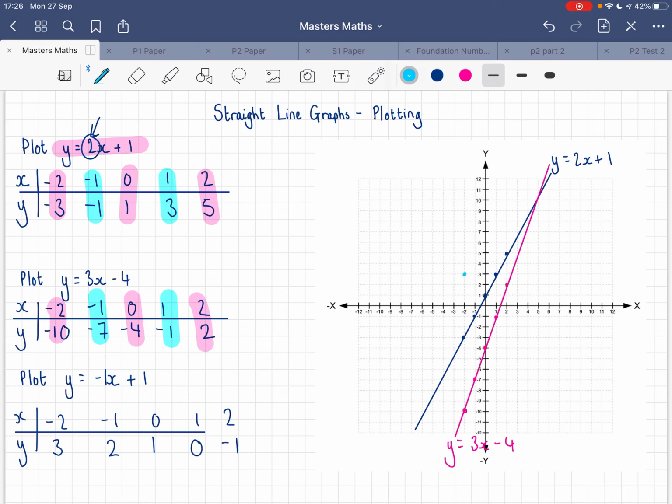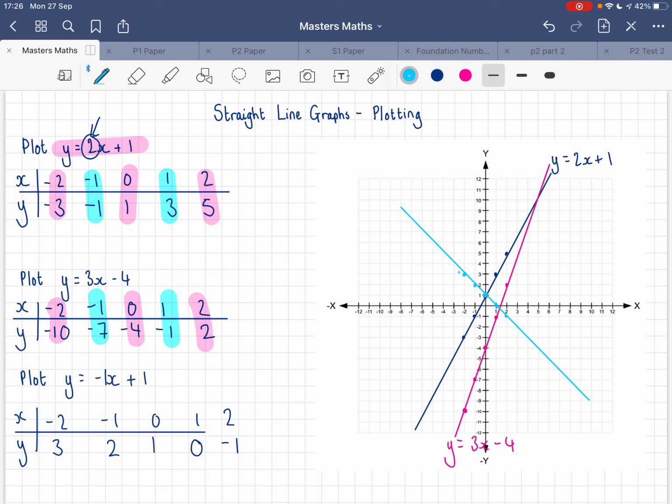We've got minus 1, 2, 0, 1, 1, 0, and 2, minus 1. So hopefully you can see there that our graph this time is going in the opposite direction to the ones that we've drawn before. So I'm just going to extend it out. I'm not going to do it the full length of the graph just because it's starting to get a bit silly, isn't it? So there we go.